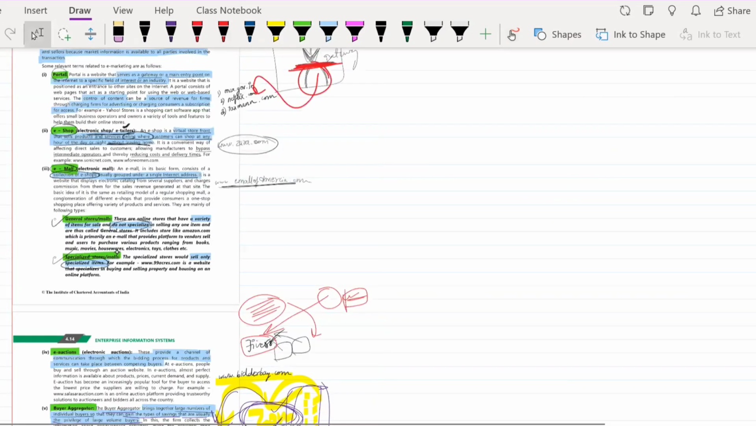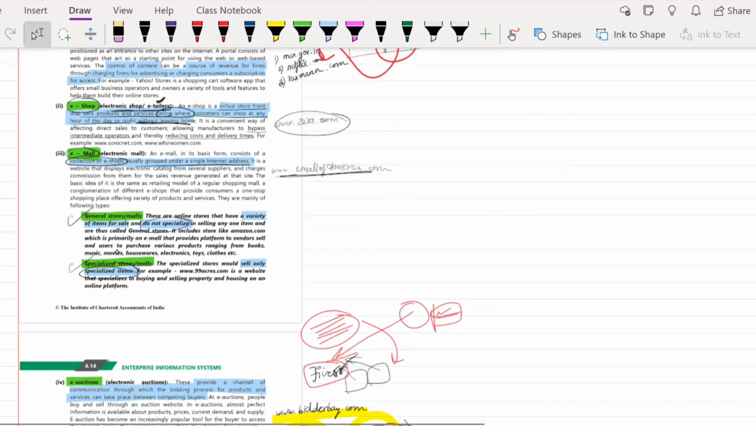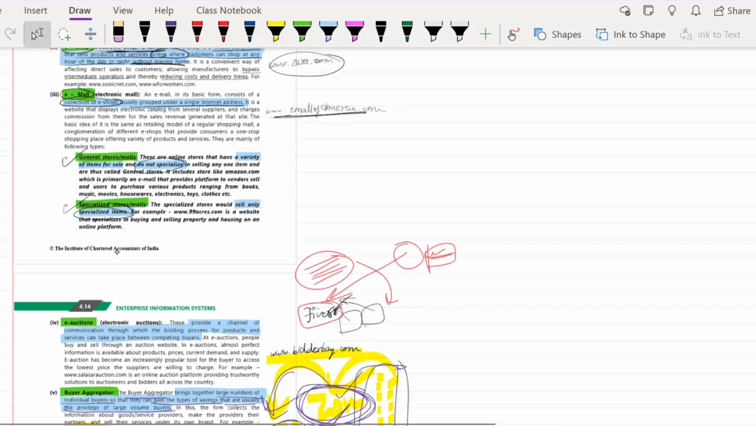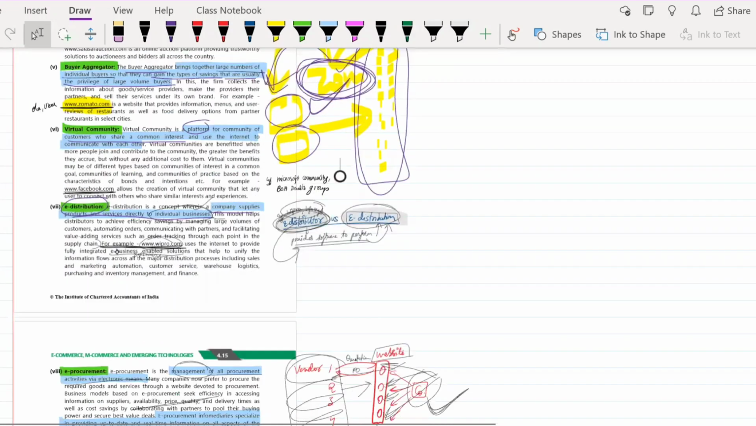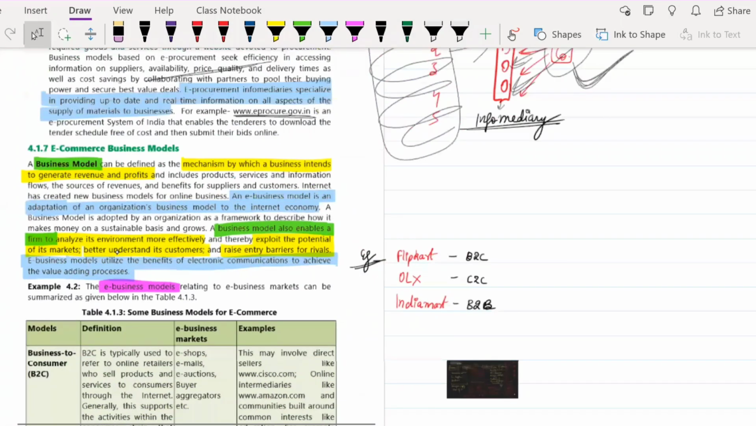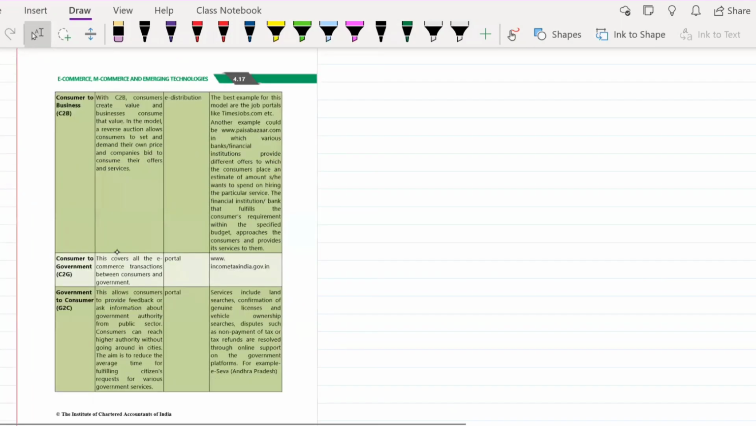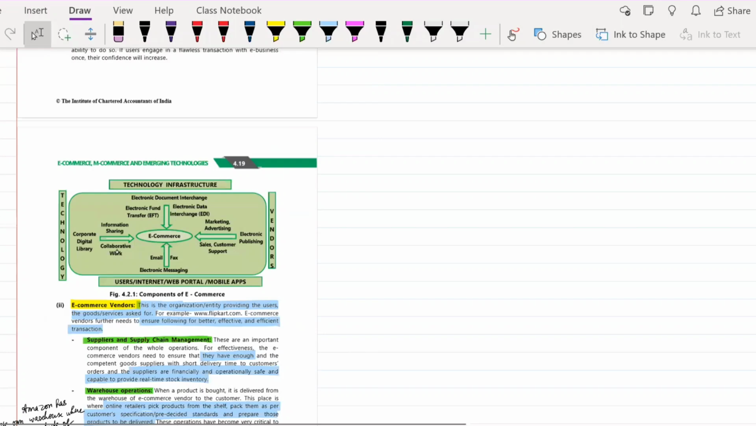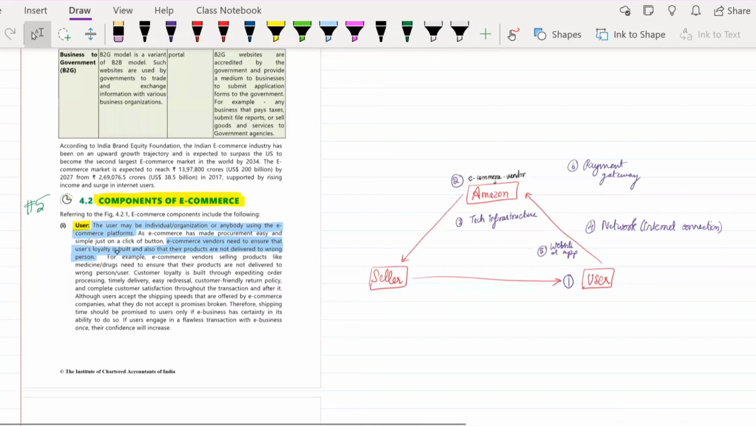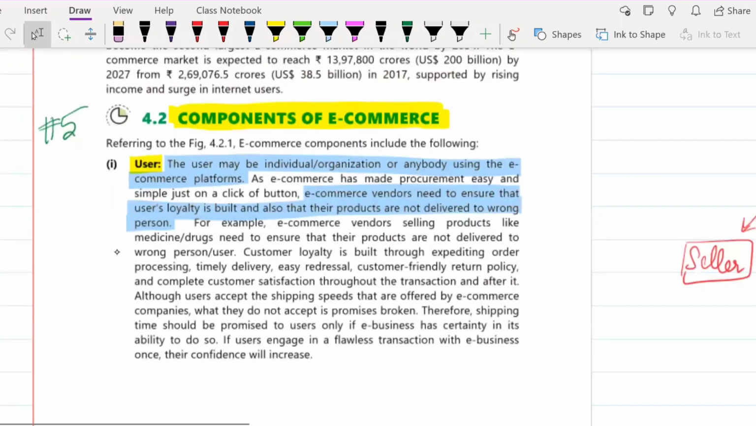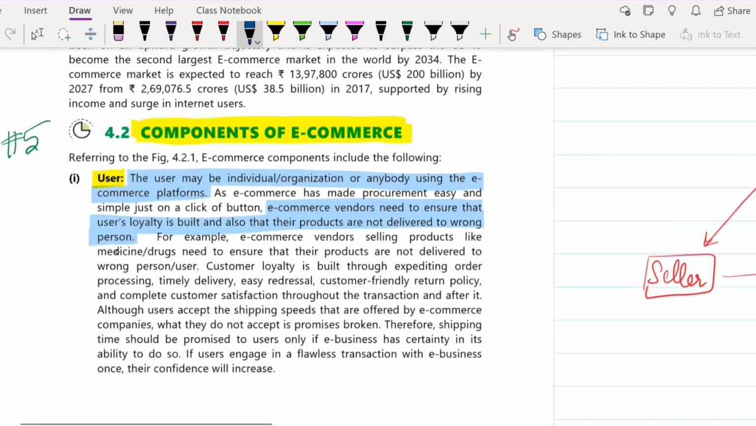So these were the different types of e-marketing concepts which we learned: portal, e-shop, e-mall, e-auction, buyer's aggregator, virtual community, e-distribution, e-procurement, e-marketing. I hope you don't have any doubts until this. We'll take this concept up tomorrow, and now we'll move on to the next concept, which is the components of e-commerce.